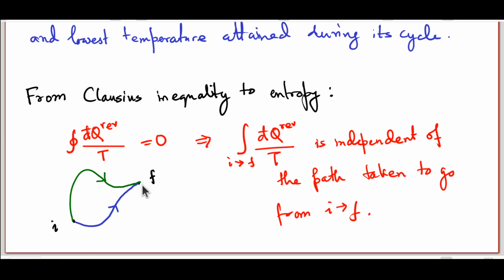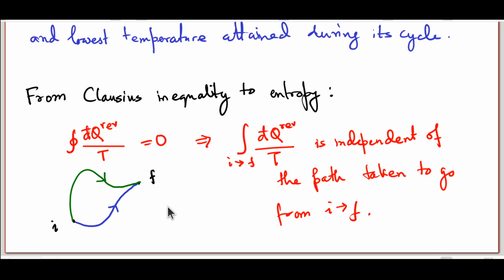If you consider two such paths taken by the system to go from I to f, indicated here by the blue line and the green line together, we can always see that the integral of d cross q by T along this blue path minus the integral along the green path, which is nothing but the integral from I to f, added to the integral done along the green path but from f to I, this must be 0, because these two paths taken together, with the green path being traversed in the other direction, give you a closed loop. And Clausius inequality has told us that for a reversible cycle, for which this becomes an equality, this sum must be 0. So the integral along the blue line and the integral in the same direction from I to f along the green line must be equal to each other.